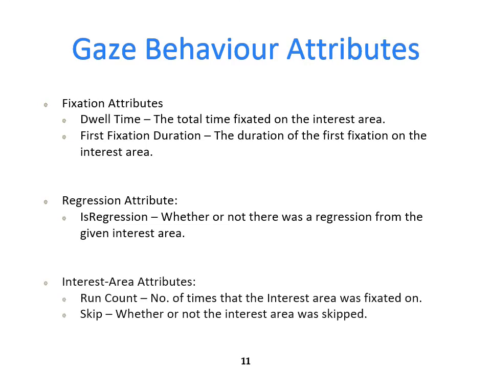We have three different types of gaze behavior attributes. The first are fixation attributes, which are mainly the dwell time and first fixation duration. The second is the regression attribute, which is to see whether or not there was a regression from the current interest area. And the third is the interest area attributes, namely run count and skip, which is the number of times the interest area was fixated on and whether or not the interest area was skipped.